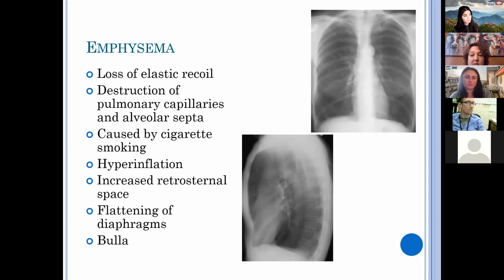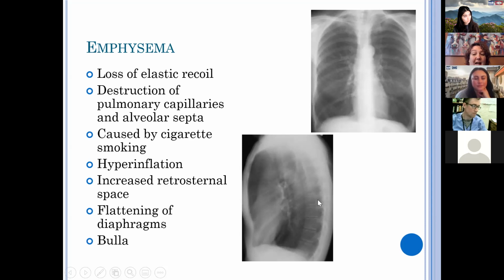And that is evidenced on chest X-ray by an increase in the retrosternal space. So you can see here on this bottom X-ray, you can see the chest bone, the sternum here, and then you can see this large black area directly behind it in front of the heart and the mediastinal structures. We call it the increased retrosternal space, but there's increased lung tissue here.